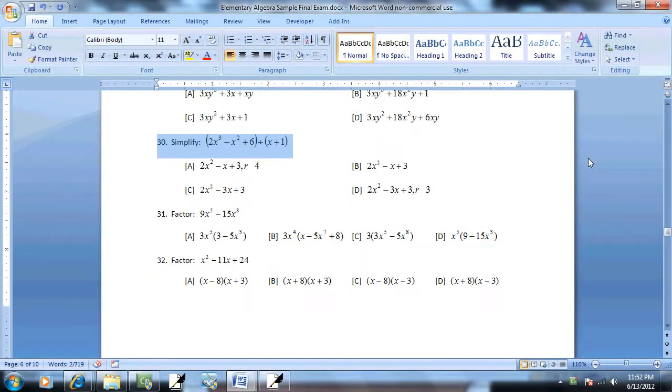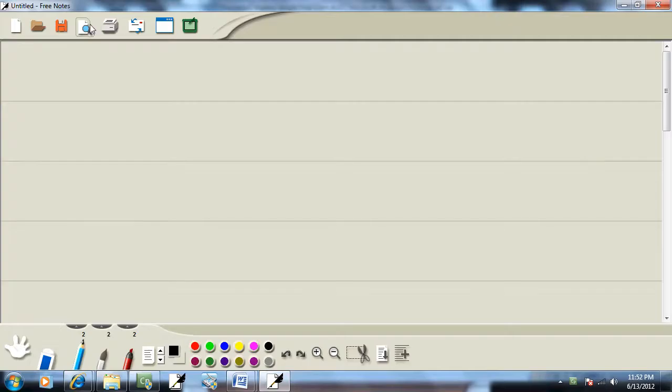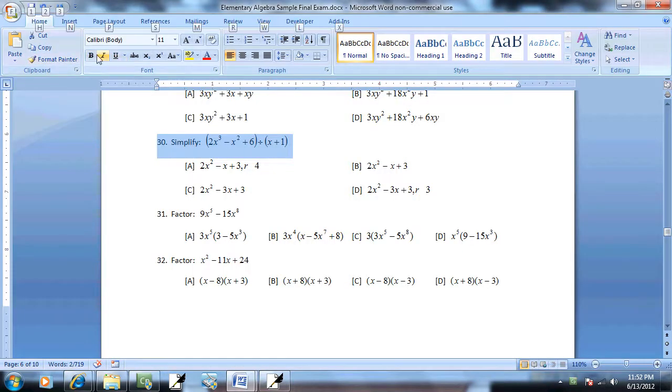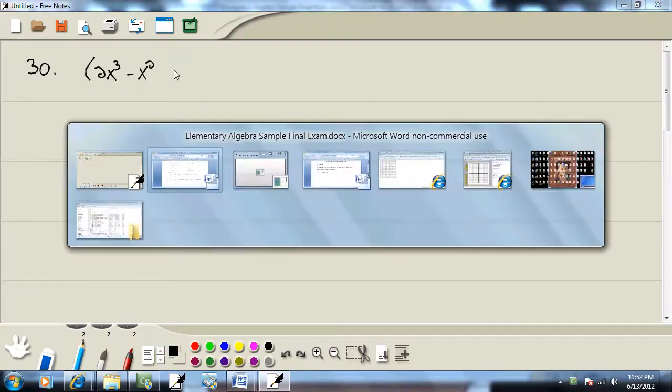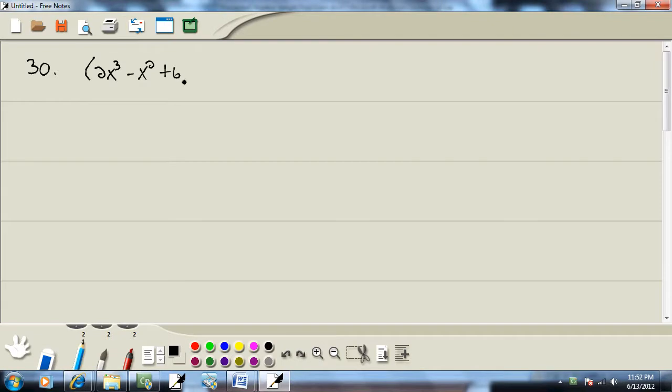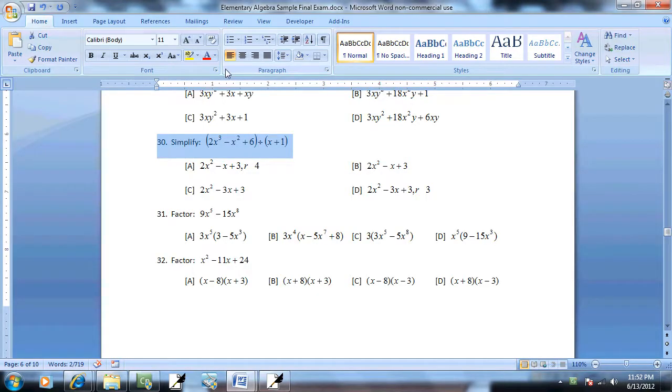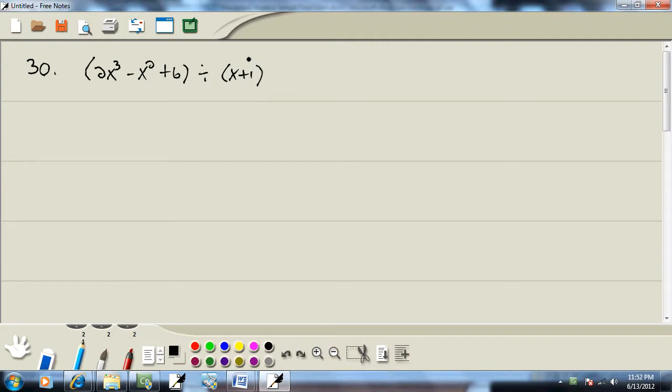Let's take a look at number 30. It's kind of funny how every one of these says simplify, unless I just typed it wrong out of the instructions. So 2x to the third minus x squared plus 6 divided by x plus 1. And I think I have that test right here. So let me look to see if I'm just screwed up when I typed all these in. No, 30 says simplify. Okay, well, I may be, but not in this case.